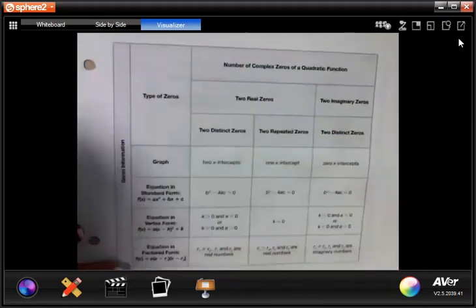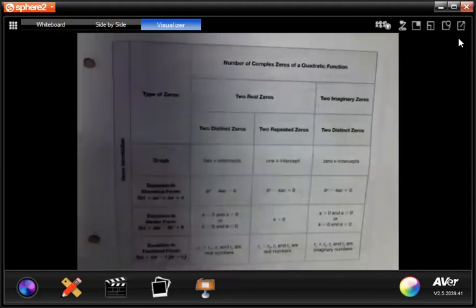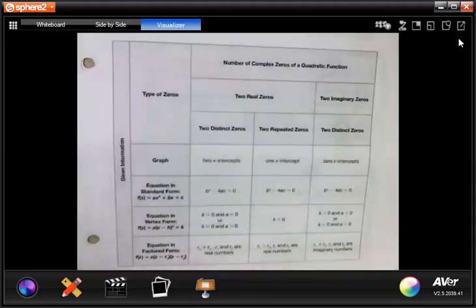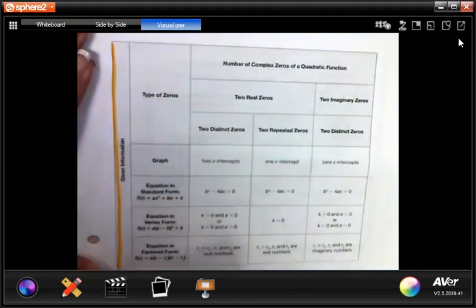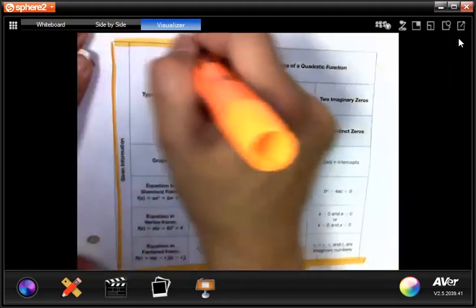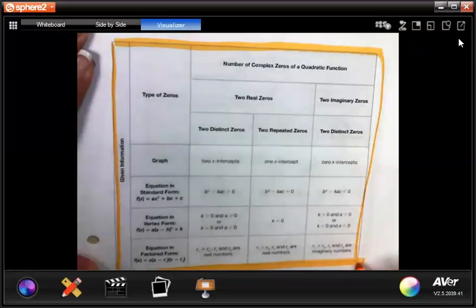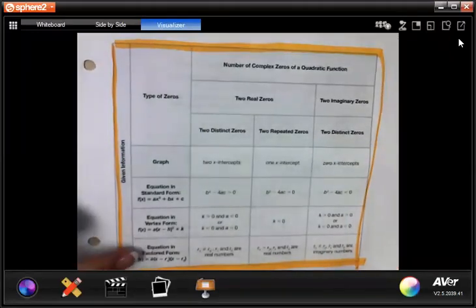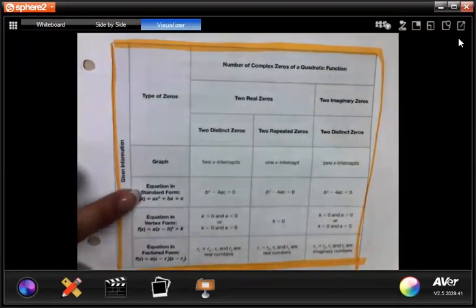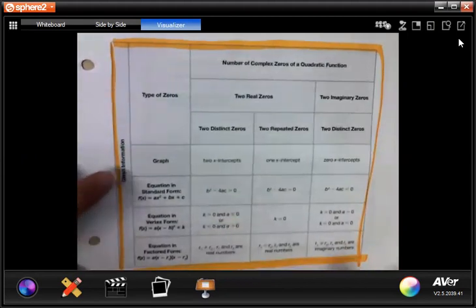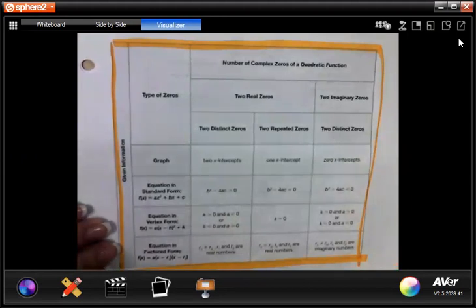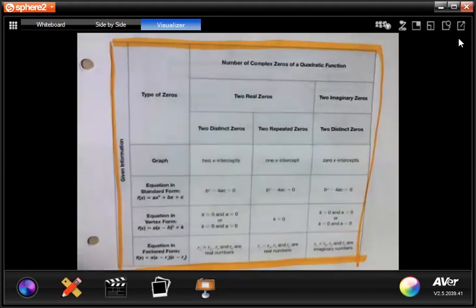Now below that on your notes here is a chart. You want to make sure you go through this chart and read it and understand it. It gives you a lot of different pieces of information all in one place, all of the things that we've talked about. So it talks about the factored and the vertex and the standard form. It tells you how to determine what kind of solutions they are. It also gives you information on the imaginary zeros as well. So that's a good chart to reference back to.